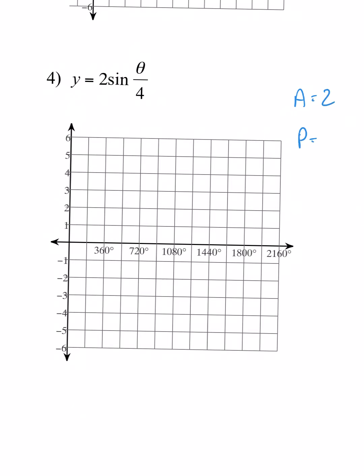This next one is amplitude is 2, so it's just going to go up 2 and down 2. And the period is 360 divided by 1/4, which is really 4 times 360, which is 1440 degrees. So it's going to take 1440 degrees right here to make a full squiggly. So let's see what happens. So at 0, it's 0. At 360, it's 2. At 720, it's 0. At 1080, it's -2. And then 0. And then +2. And 0. And then we just make our curve. This is an easy part of the test.